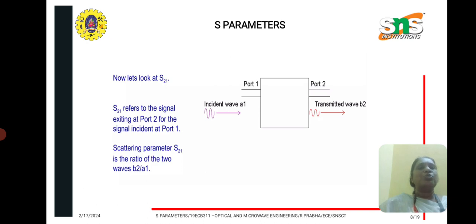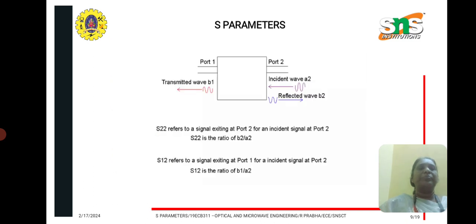So this is S21. S21 is nothing but the transmitted wave at port 2 because of the incident wave at port 1. So this is scattering parameter S21. This is the ratio of two waves: one is B2, that is the transmitted wave, to A1, the incident wave at port 1. Now the other two parameters, S22 and S12.